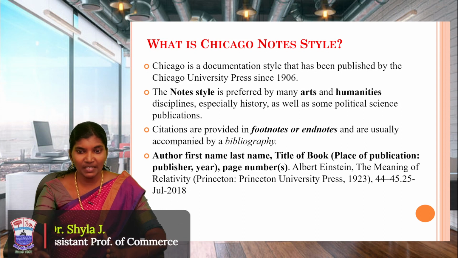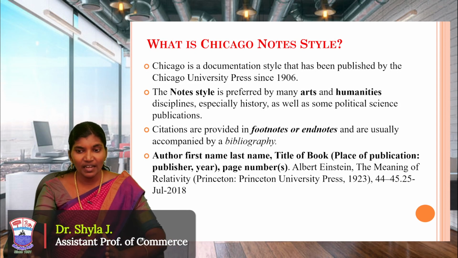See the example: Albert Einstein is the author, and The Meaning of Relativity is the name of the book, and the publisher's name is given, the year of publication we can add, and also the page numbers. So this is the formatting style of Chicago citation style.